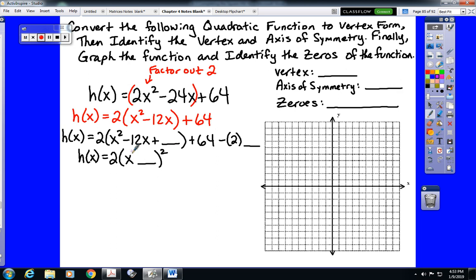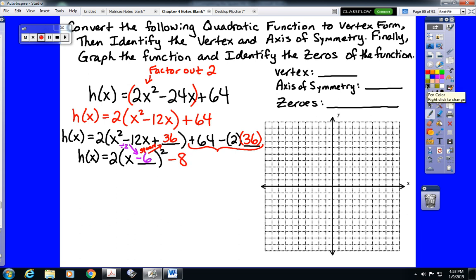We take negative 12, we divide by 2, which would be negative 6. Then we take that value and we square it to get 36, which means this is 36. This part is slightly more complicated, because instead of just having to add or subtract two numbers, we need to multiply first and then add or subtract. So this would be 64 minus 72, which would be negative 8.